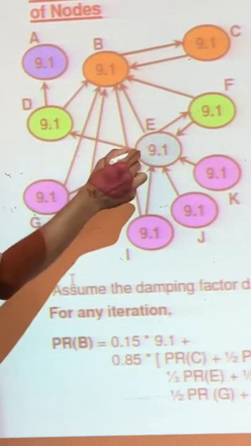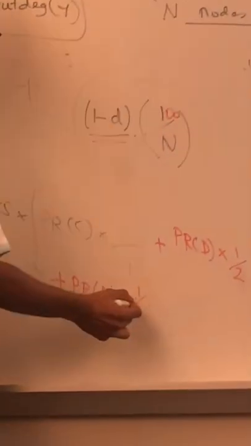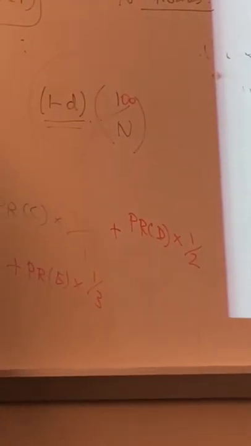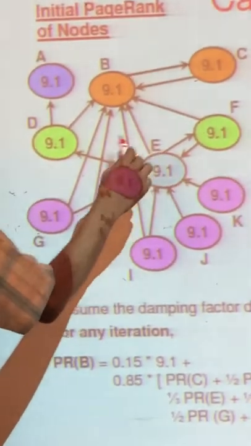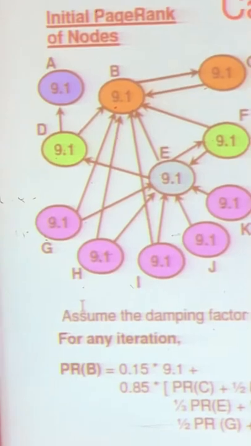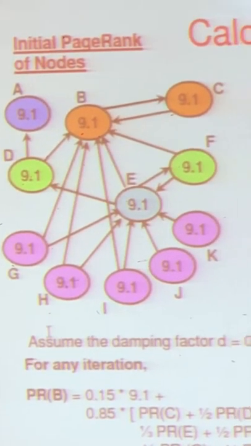1, 2, and 3. So it's 1 over 3. So you have to consider how many it goes to. How many outgoing edges from that neighbor? So B has these incoming edges from these vertices.